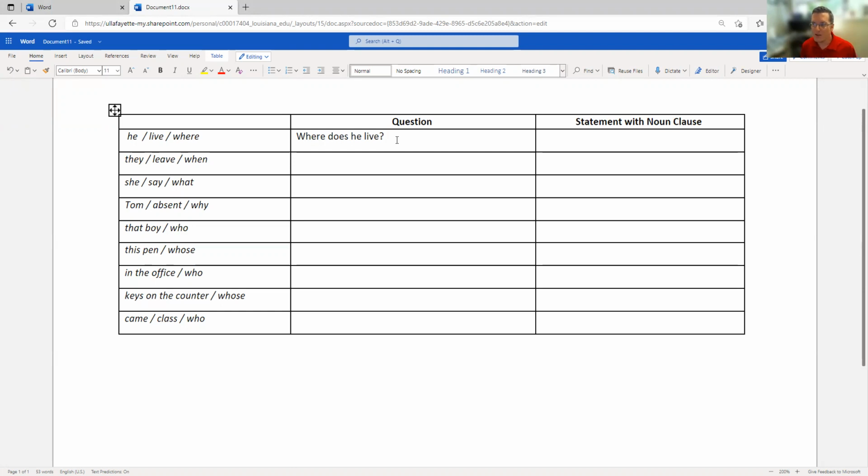Why don't you pause the video now, go down the rest of the column, and think about how you would make a question. It can be past tense, present tense, it can be future, where will he live? But think about how you would form a question with these words. And then when you're ready, you can start the video again, and we'll look to see if you're right. Okay, good luck.